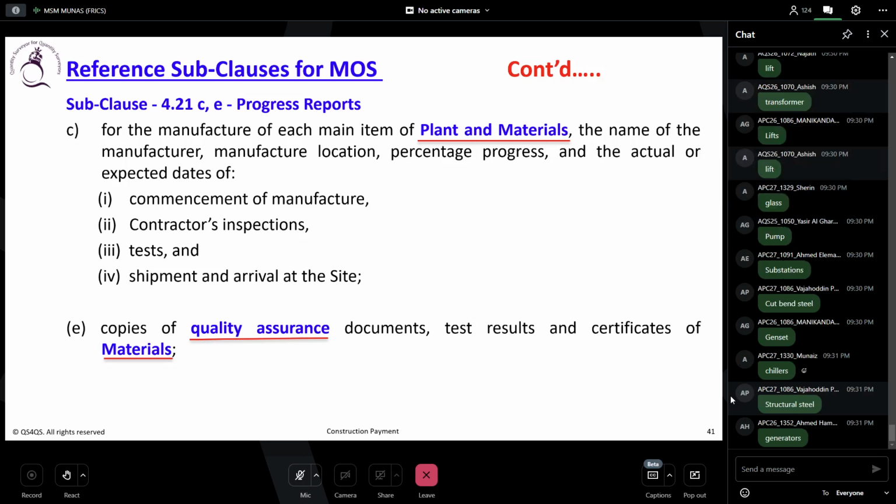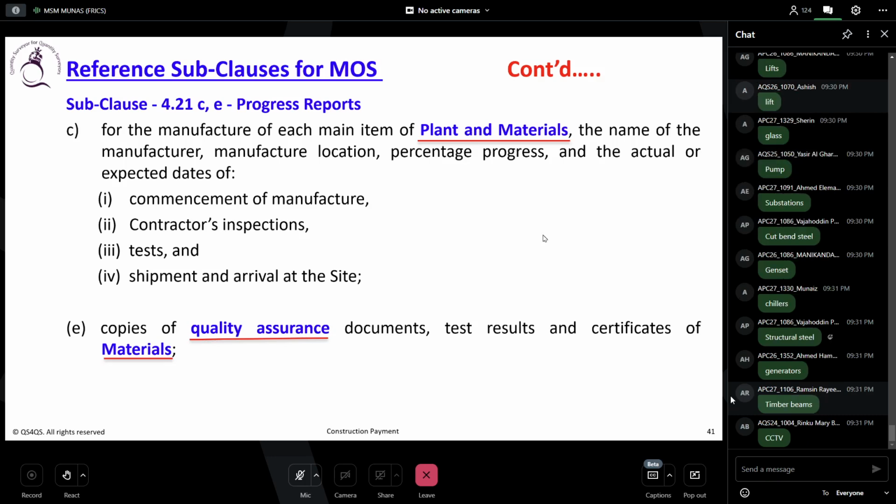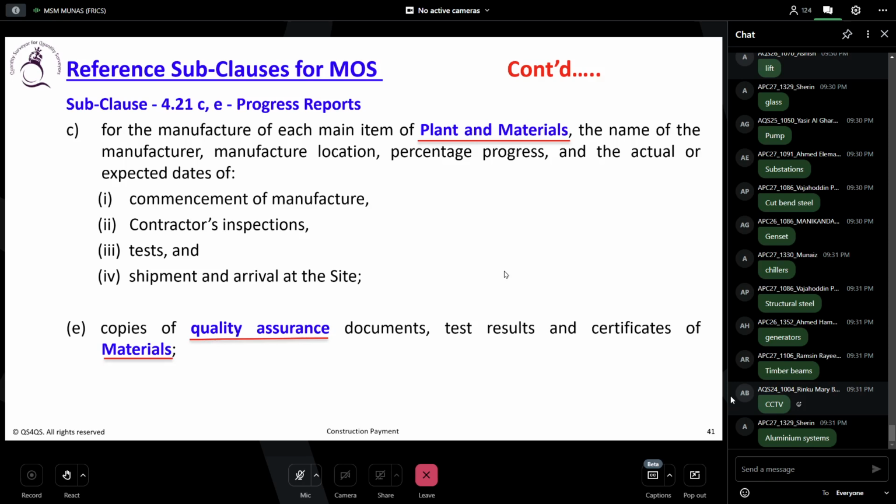So such as material offsite. If the employer agrees, okay, I will pay for material offsite, then yes, you have to provide all of these documents. So again, it is an added responsibility for you. Now subclause 7.2, samples.